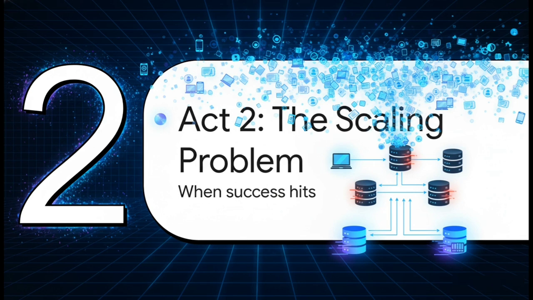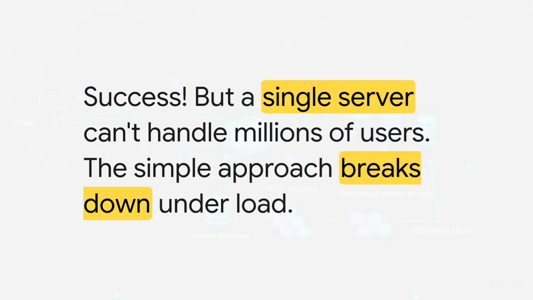And that brings us right into Act 2, the scaling problem. See, success brings its own set of headaches. Our one lonely server just can't handle it anymore. It's getting absolutely swamped with requests from thousands, maybe even millions of users. The pages start to load super slowly, things begin to break, and our users, they're getting really annoyed. We've got to find a way to handle all this new traffic.